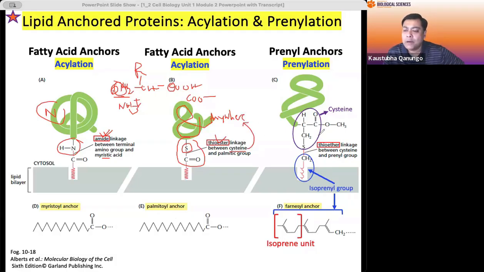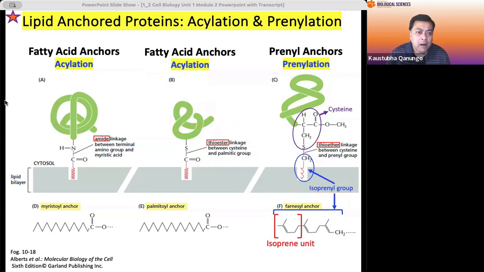On the other hand, what happens if the C-terminal right here contains a cysteine, then a thioether linkage binds it with an isoprenyl group, which is the farnesyl anchor. So these are the three different lipid anchored proteins: two acylated, one is prenylated. All right, so different mechanisms, that's all you need.